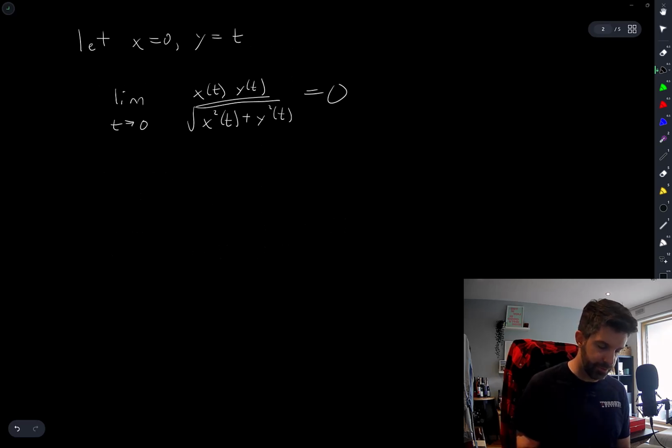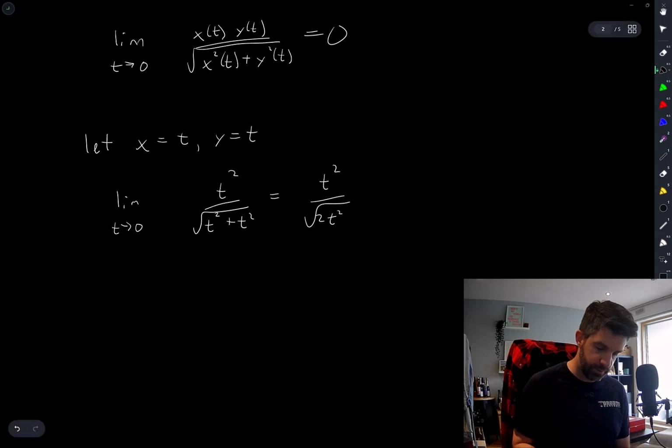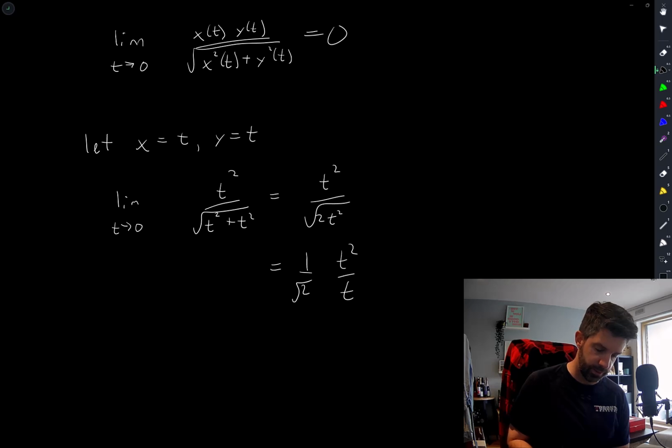But what happens if I take a different curve? Let's let x equal t and y equal t. Then I have the limit as t approaches 0 of, I'll just skip straight to what the expression is, t squared over t squared plus t squared under square root. So that's t squared over 2 t squared under a root sign, which is, oh, we're still getting 0 here, aren't we? 1 over root 2 times t squared over t. So that's equal to 0.